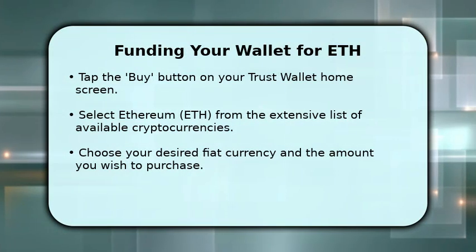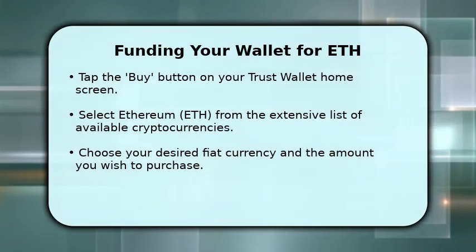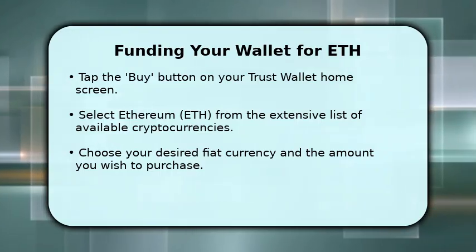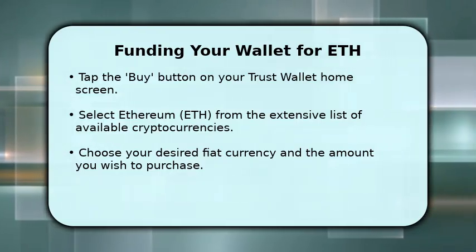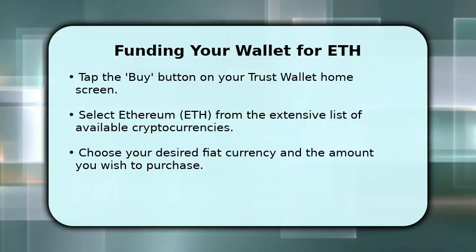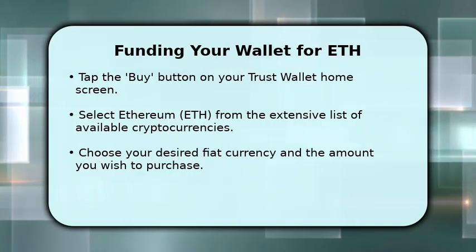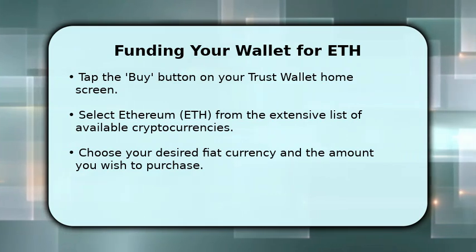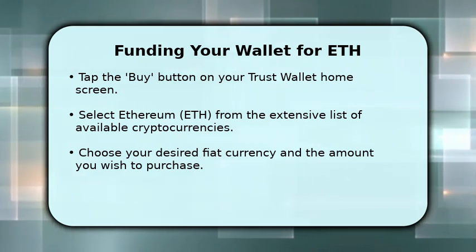To begin acquiring Ethereum, tap the Buy button prominently displayed on your Trust Wallet home screen. Next, you will select Ethereum or ETH from the comprehensive list of cryptocurrencies available for purchase. You can then specify the amount you wish to buy, either in your local fiat currency, like US dollars or euros, or a specific quantity of Ether.